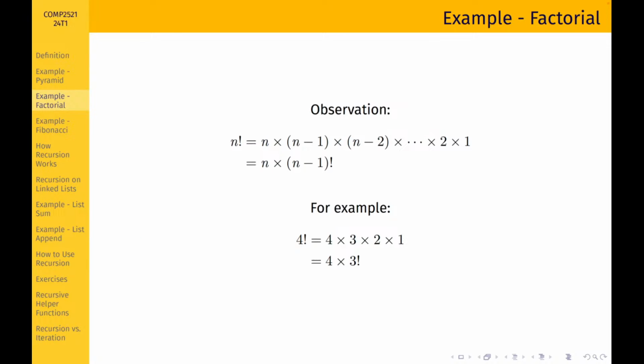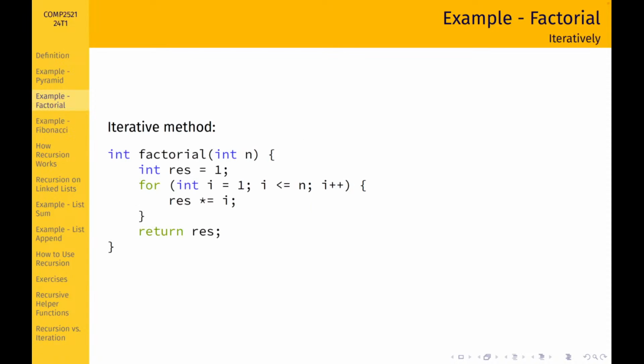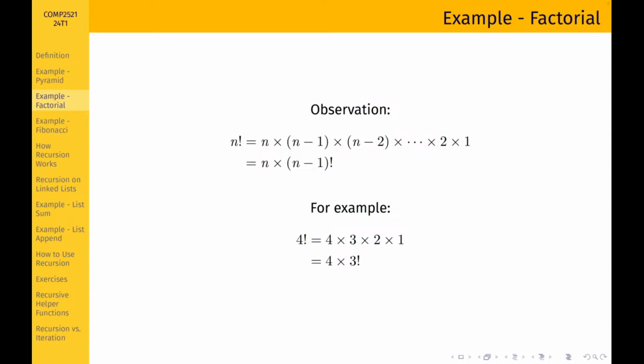All right, so that is an iterative method of calculating factorial, right? Now, factorial can also be implemented recursively. And in order to think about how you do it recursively, you need to make an observation. With all recursive solutions, you need to think about it a little bit and make an observation. So the observation here is that n factorial is this huge formula, n times n-1 times n-2 times blah, blah, blah, all the way down to 1.